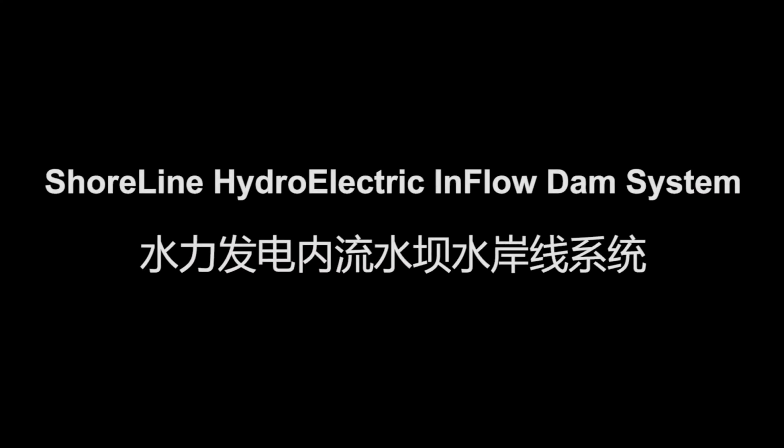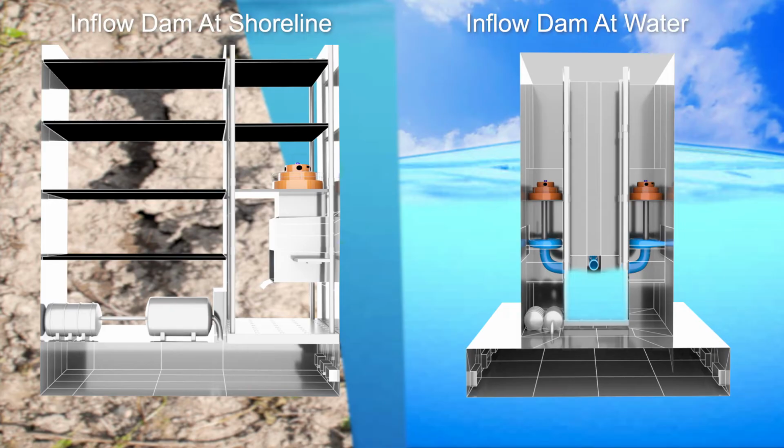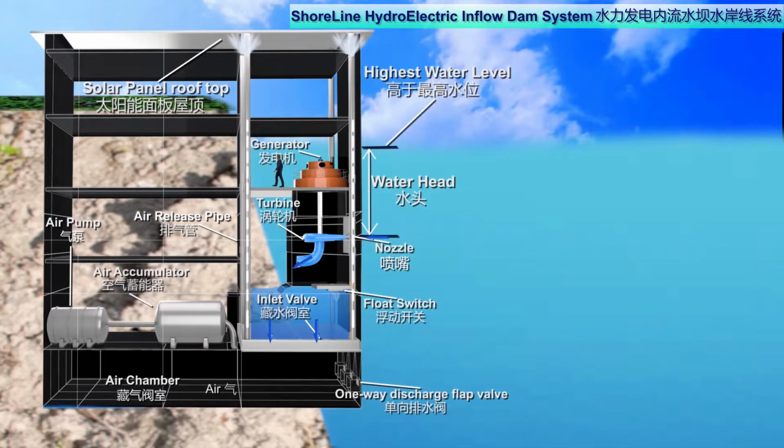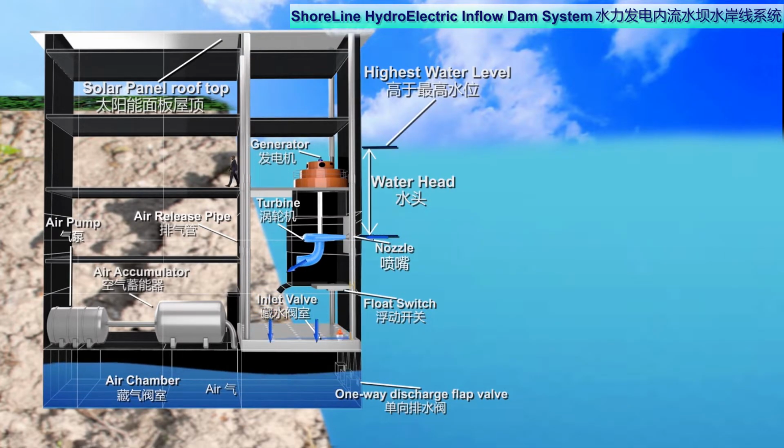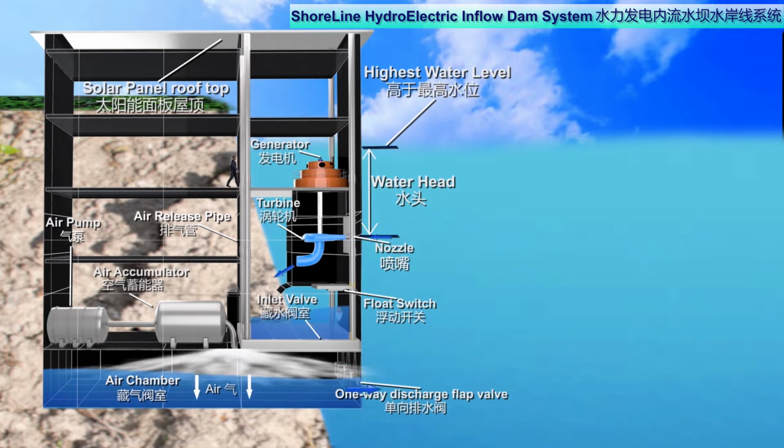A solution is to build hydroelectric inflow dams, which are scalable according to electricity demand and available funds. Such hydroelectric inflow dams are located in a body of water or along water shorelines to harness renewable potential energy. The present invention describes a hydroelectric inflow dam system.